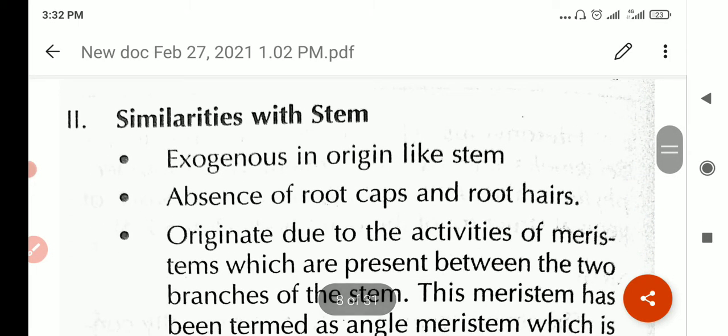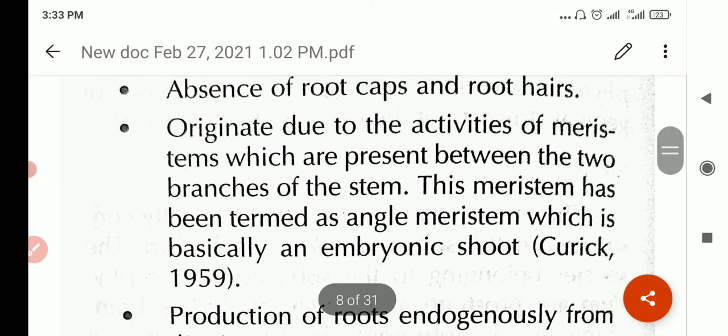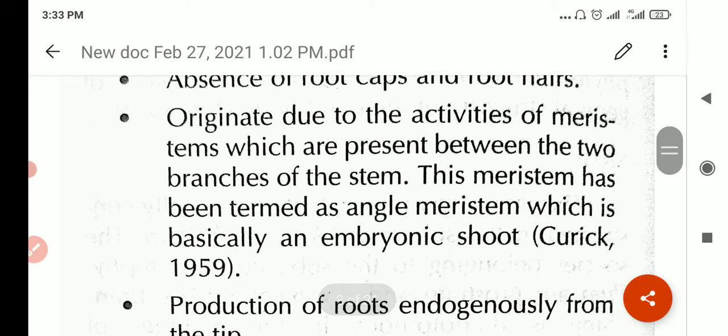Now, how is it similar with the stem? Okay, it is similar with the stem because it is exogenous in origin, like the stem. Means it just came from one branch, exogenous. Then in most species, they don't have root cap and root hairs. In roots, you should have root cap and root hairs, but here only few species, like Crotalaria, have a root cap, but the majority don't have root cap, and root hair is not even there. Then the way they appear also is because of the activity of the meristem.